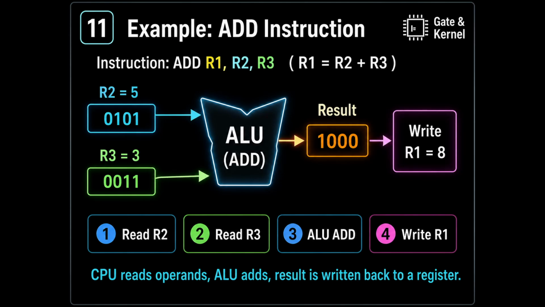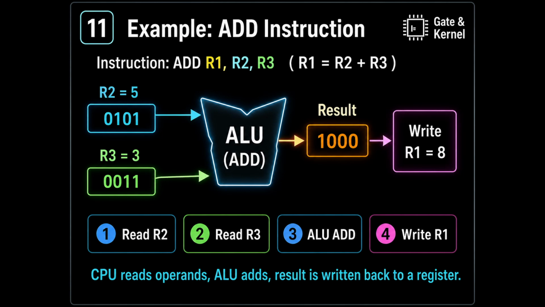First, the register file reads R2. The value is 5, or 0101 in our small 4-bit example. Second, the register file reads R3. The value is 3, or 0011. Those 2 values become the ALU inputs. At the same time, the processor's control logic tells the ALU to perform ADD. The ALU adds the 2 values and produces 1000. That is 8. Then the result travels through the write-back path. Finally, the processor writes 8 into R1.